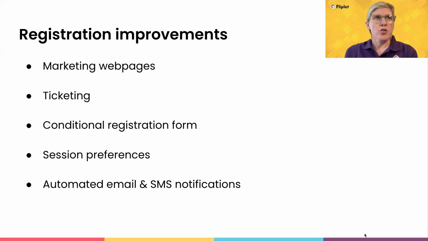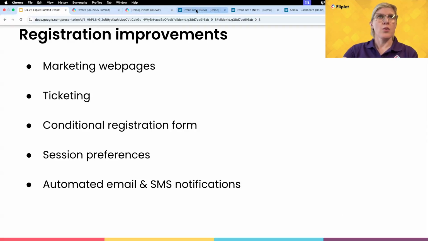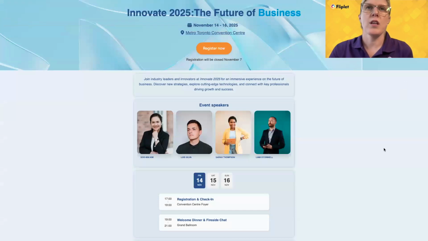So our registration improvements include marketing web pages or event information, ticketing, conditional registration forms, session preferences, and automated SMS and email notifications. So if we dive into another demo, I can show you some examples of what we've started to build out. So this is one example of a web page or a website that you might have for your marketing for your event.